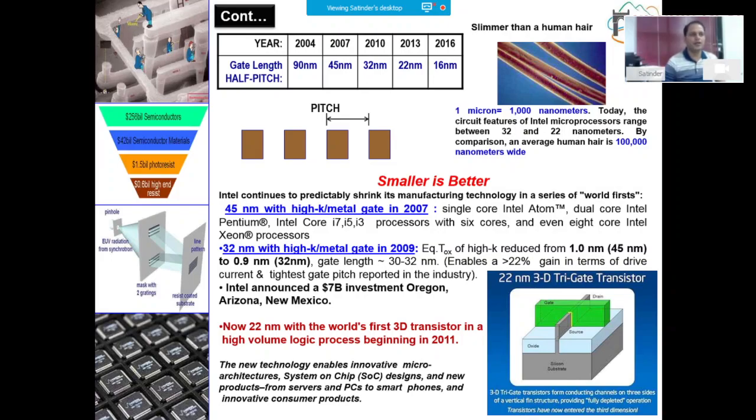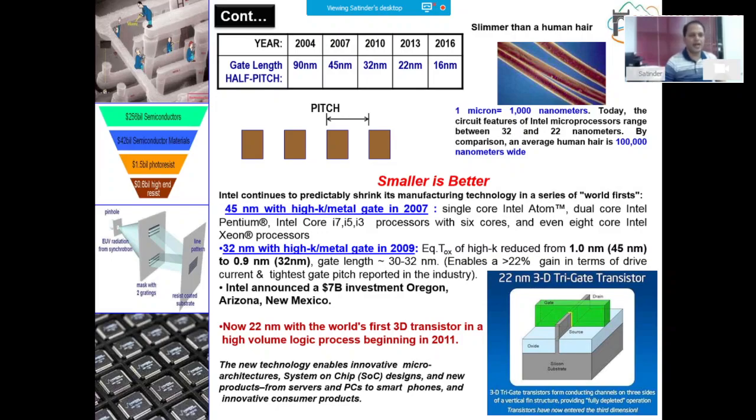Pitch is basically from the beginning of the first line to the beginning of the second line. So this becomes a full pitch. When we go to half pitch, between them the line width and the space are the same. So we are talking about a 45 nanometer half pitch. It means our transistor line should be 45 nanometer and the gap should also be the same. So W by L, or L by S, line by space, should be one. That is the meaning of pitch.